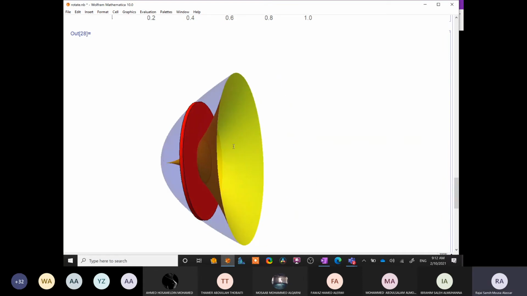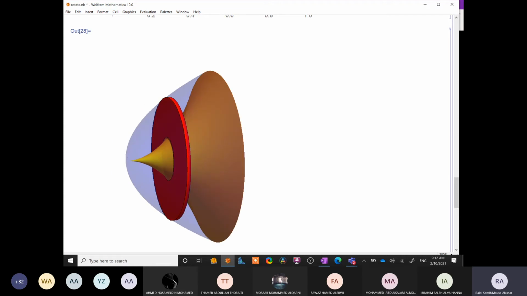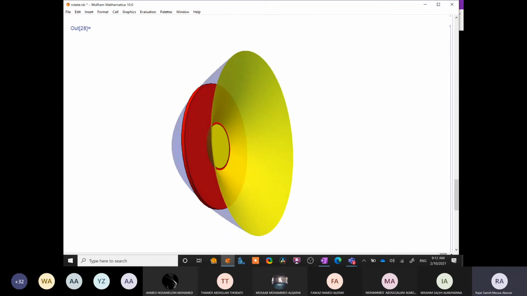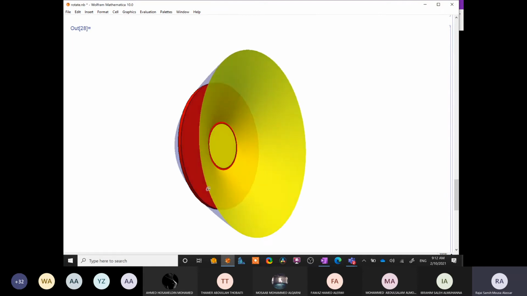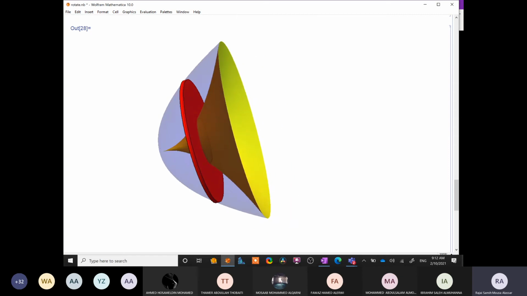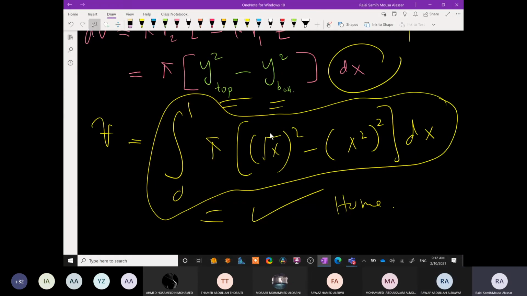Look at the sample. That's what the sample looks like. It's actually the outer volume minus this inner volume, which is hollow. There's nothing there on the inside. Does that make sense to you, Asham? Is that fine? Yes. Fine. Okay, let's do some more interesting problems.